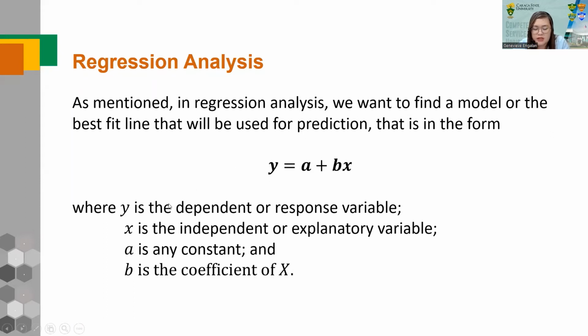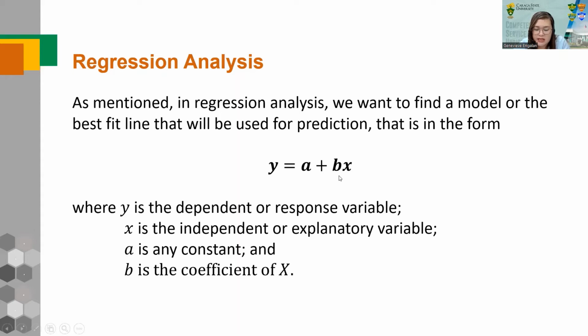So y is the dependent or response variable, x is the independent or the explanatory variable, a is the constant, and b is the coefficient of x. So b, the coefficient of x, as we've seen in a line, we have y is equal to mx plus b, right? That coefficient of x, that is the slope.